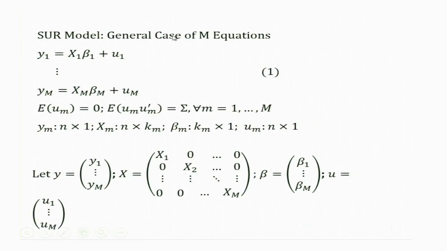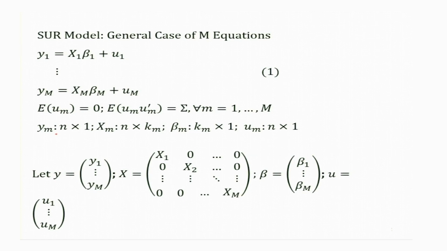So, now we consider the general case of m equations. So, you have m equations like y 1 equal to x 1 beta 1 plus u 1, y 2 equal to x 2 beta 2 plus u 2, so on y m equal to x m beta m plus u m. Again, just like the previous case, we assume that expected value of u m is equal to 0, expected value of u m u m transpose is equal to sigma for all m equal to 1 to so on capital M.